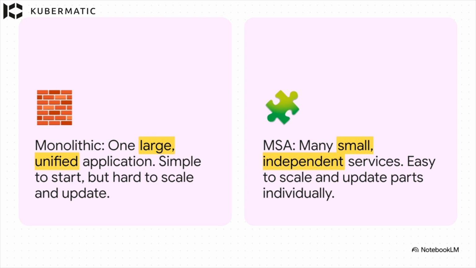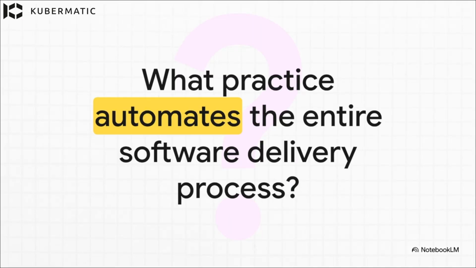A monolith is like one giant all-in-one factory. It's simple to get started, but if one little machine breaks, the entire factory can grind to a halt. Microservices, on the other hand, are like a whole network of small, specialized workshops. Yeah, they're more complex to set up and coordinate, but you can upgrade or fix one workshop without shutting down all the others.